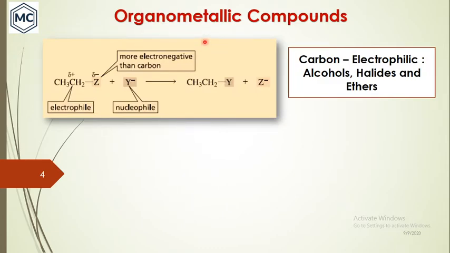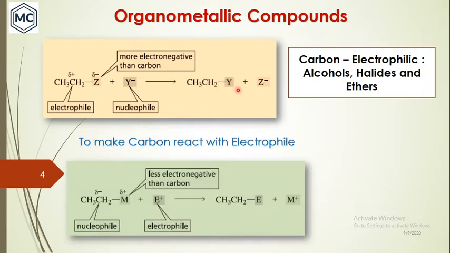So what is meant by organometallic compounds? We have so far studied reactions of this type, where carbon is attached to electronegative atoms, for example alcohols, halides and ethers. The carbon gets a positive charge, that is, carbon is an electrophile. So usually these compounds react with a nucleophile and form a product like this.